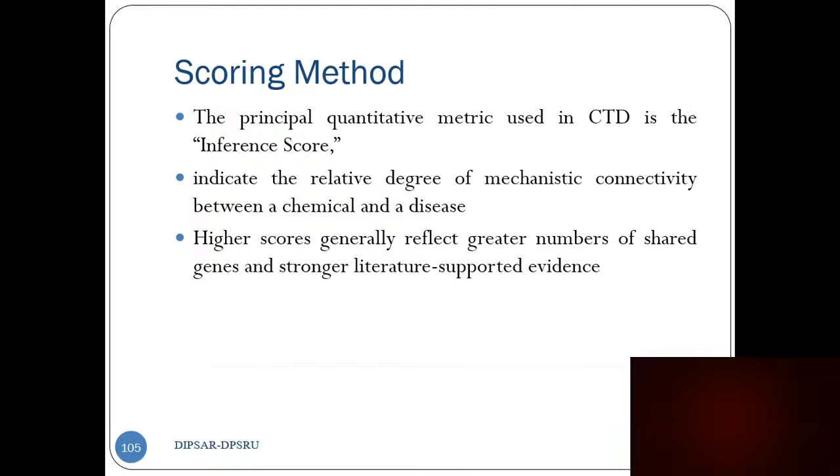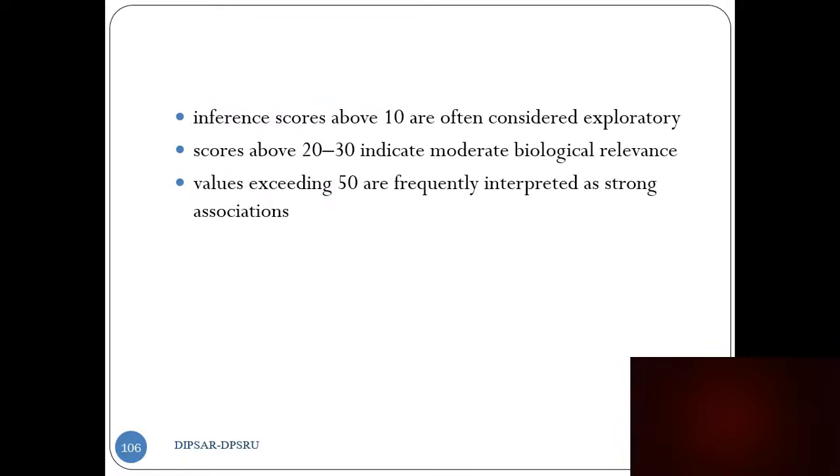This is for the disease we have done. And the scoring method of the CTD is a quantitative metric, that is an inference score. An inference score indicates the relative degree of mechanistic connectivity between a chemical and a disease. A higher score generally reflects a greater number of shared genes and stronger literature-supported evidence. So if we talk about cutoff values with respect to that, then an inference score above 10, we always consider exploratory.